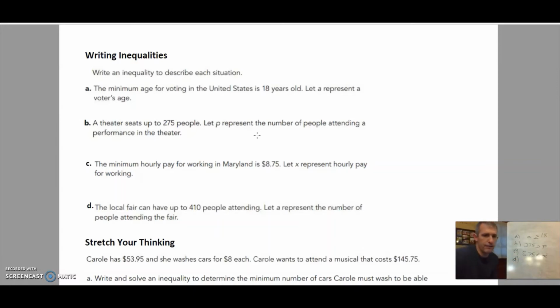Yes, we're going through the whole thing here. The local fair can give up to 410 people attending. Again, can it be 410 people? Yes, it can. Oops, I forgot, it should be A. Can it be 410? Yeah, I think so. So we're going to put the or equal to sign there. Now what about 415? Does that work? No, that's more than 410. So we want a number that is less than or equal to 410.